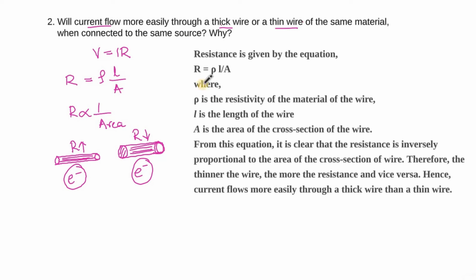So the answer to this question will be, resistance is given by the equation R is equal to rho L by A, where rho is the resistivity of the material of the wire, L is the length of the wire, A is the area of cross section of the wire. Hence from this equation it is clear that the resistance is inversely proportional to the area of cross section of the wire. Therefore the thinner the wire, the more is the resistance, and vice versa. Hence current flows more easily through a thick wire than a thin wire. So I hope you have understood this. Let's go over to the next question.